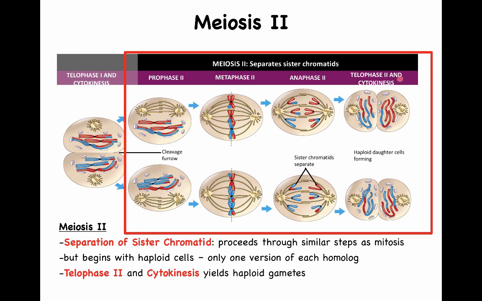And at the end of telophase and cytokinesis 2, you end up with 4 cells, because you had 2 cells at the end of meiosis 1. Both of those divided again. So now we have 1, 2, 3, 4 cells, and each of those cells only has 1 version of each chromosome. So all of those cells are haploid.